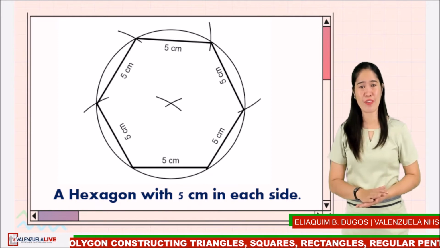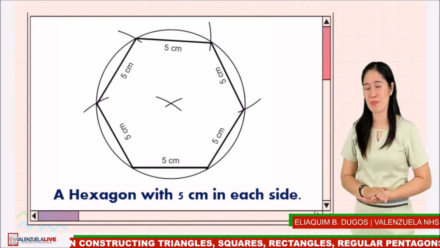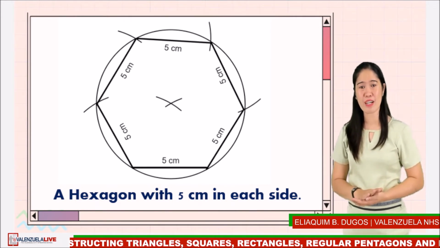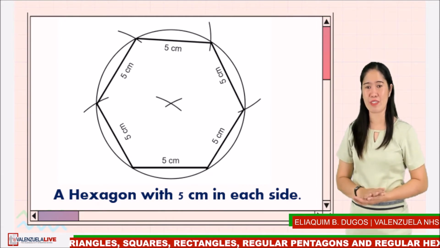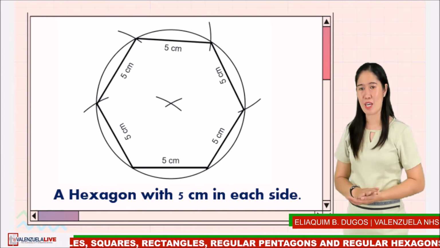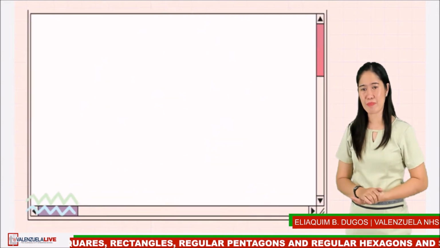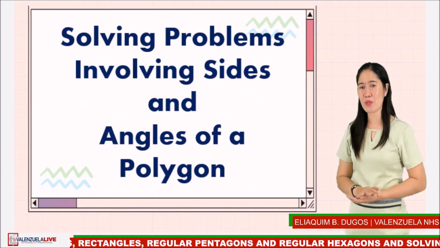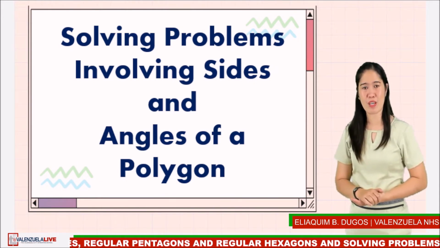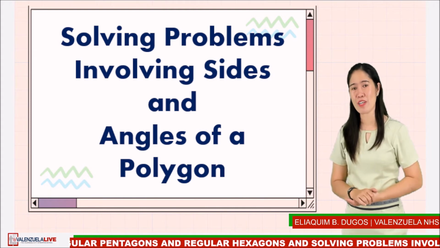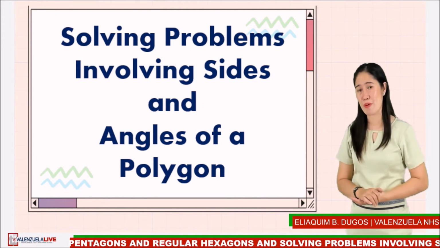Now that we've learned the construction of triangles, squares, rectangles, regular pentagons, and regular hexagons, let's move on to the next step. Let's look more closely at the polygon sides and angles. We'll go through how to work with polygon sides and angles to solve problems.